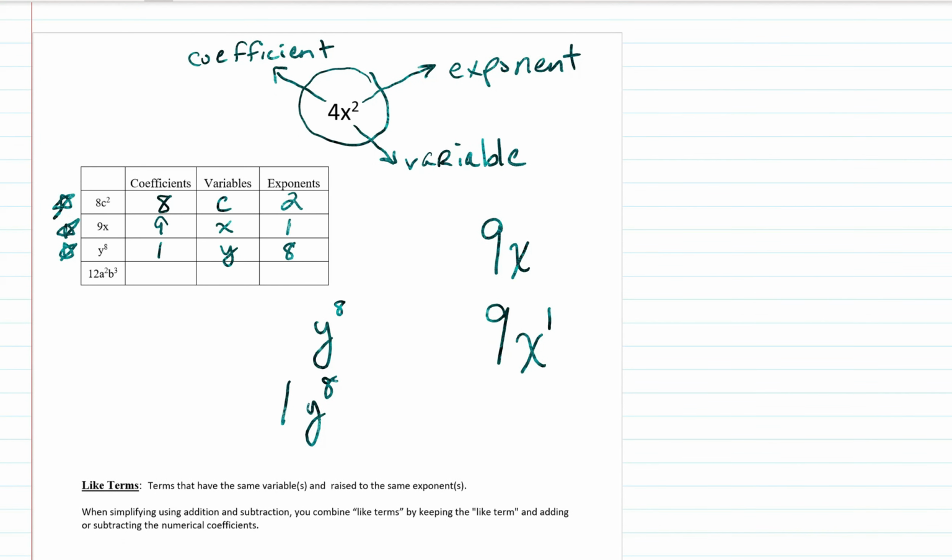And then lastly, we have 12a squared b to the third. The variables are a and b, and the exponents are 2 and 3. And even that 12 was actually raised to the first power. So we could also write that another exponent is a 1 as well. So 12a squared b to the third.